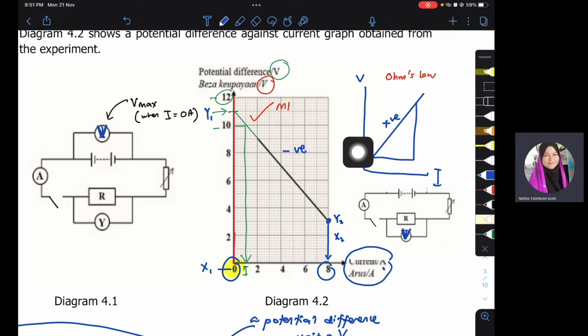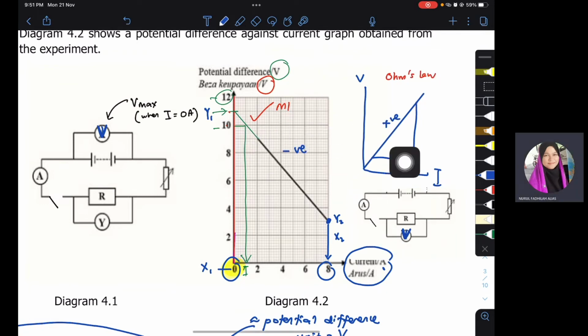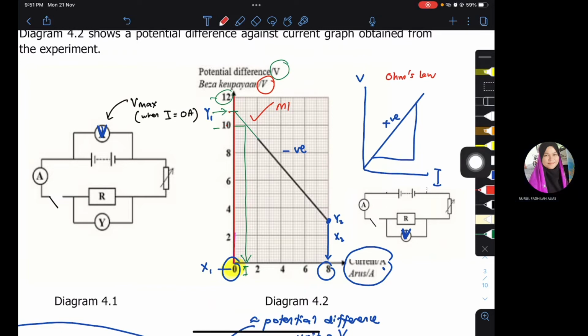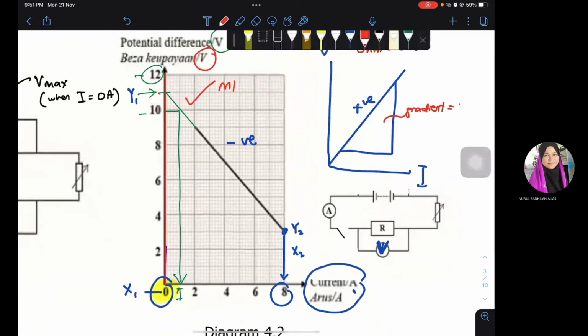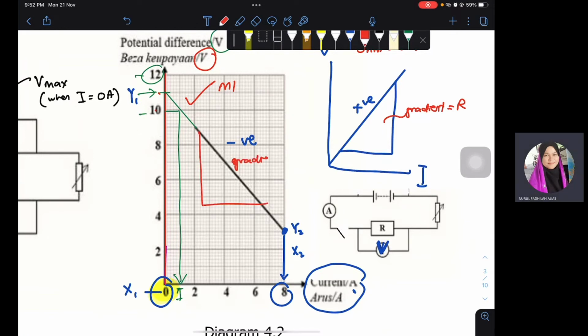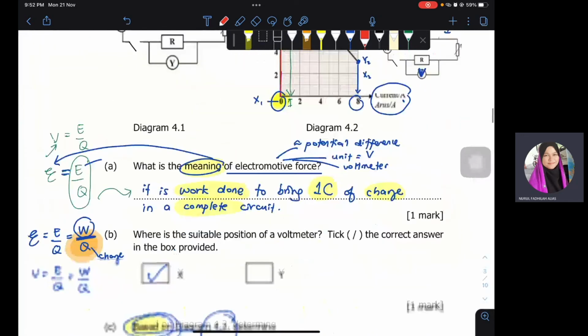And this one you dapat graph positif. Beza dengan yang ni. Ini adalah Ohm's law. Gradient dia ni, ni gradient ni. The gradient gives you the resistance, tapi internal, external. R besar. Yang ini gradient pun ada. Gradient dia negatif. Gradient dia sama dengan small letter r. Small letter r tu apa? Internal resistance. Jadi you kena pandai bezakan.